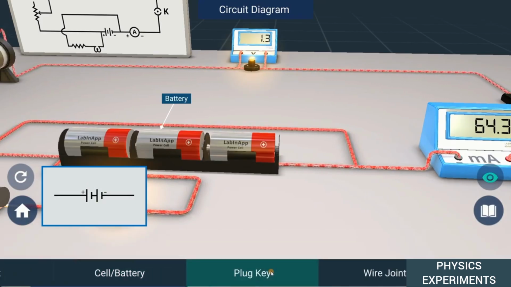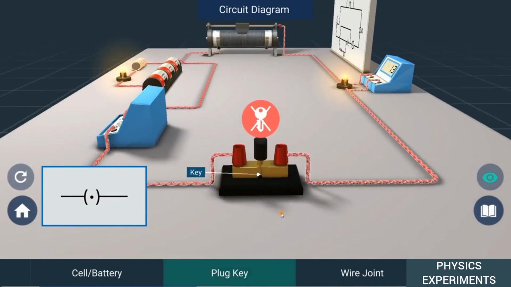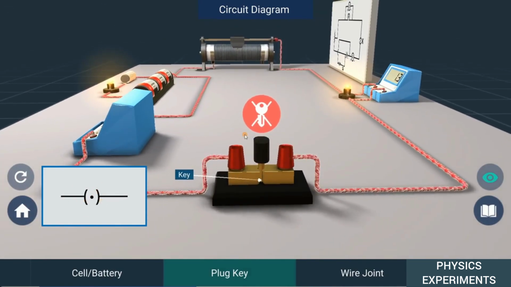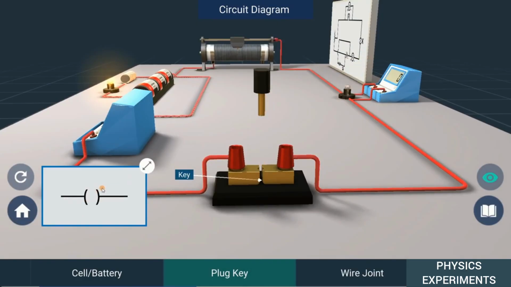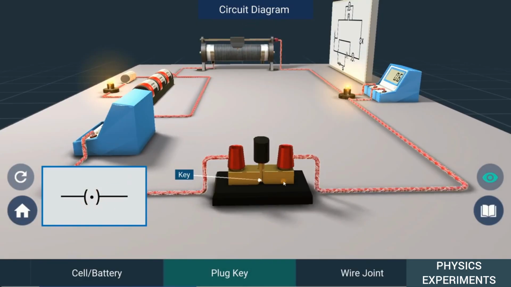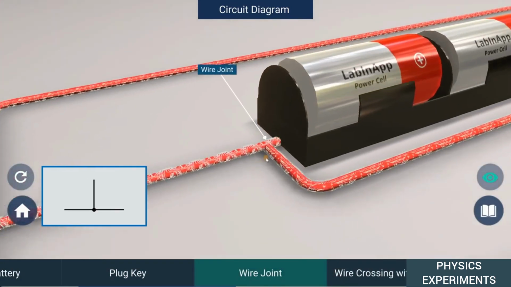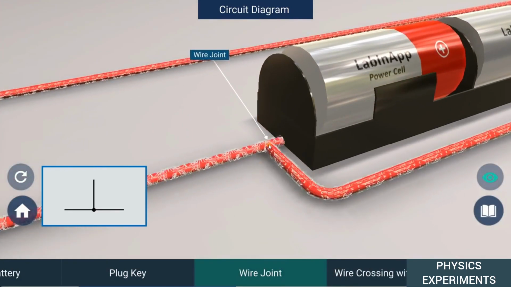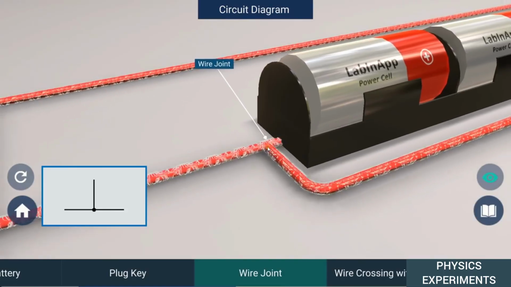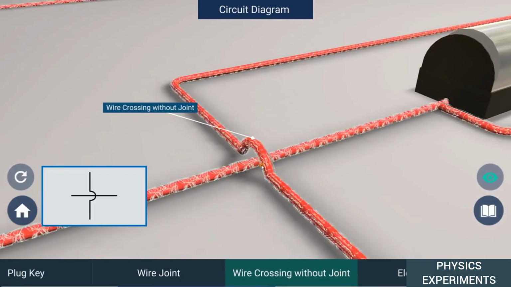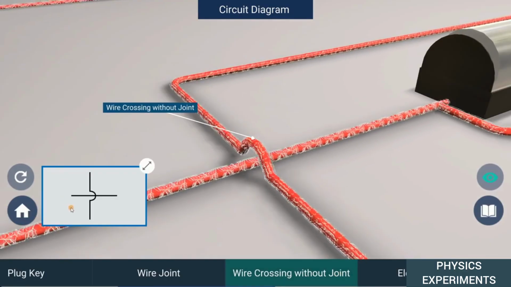Plug key. When the plug key is in the closed state, it is represented by this symbol, and when it is opened, then the symbol to represent it is as shown. Whenever two wires cross each other and form a junction, then it is represented by this symbol. Similarly, when two wires cross each other without electrically connecting to each other, then its symbol is as shown.